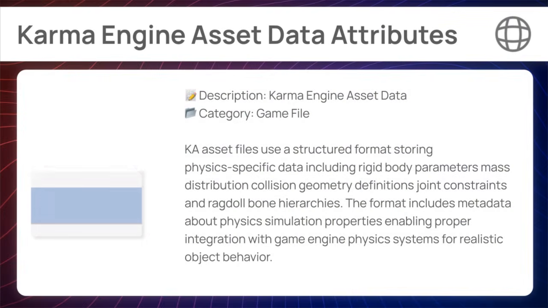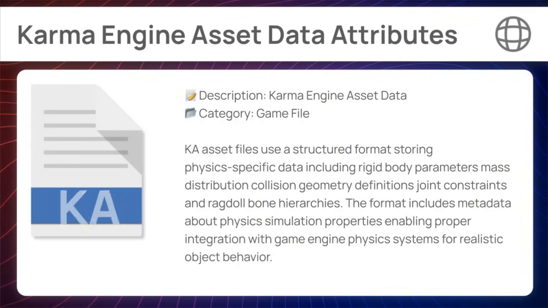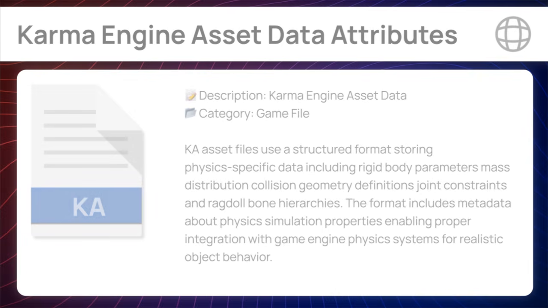KA asset files use a structured format storing physics-specific data, including rigid body parameters, mass distribution, collision geometry definitions, joint constraints, and ragdoll bone hierarchies. The format includes metadata about physics simulation properties, enabling proper integration with game engine physics systems for realistic object behavior.